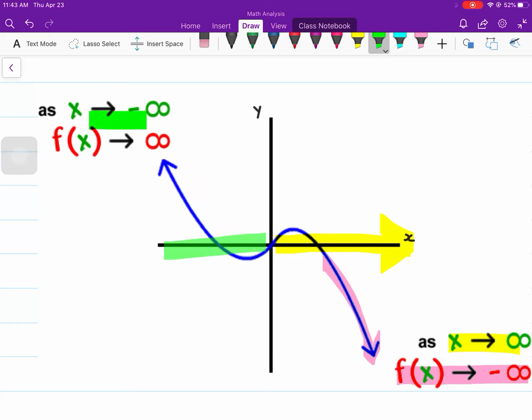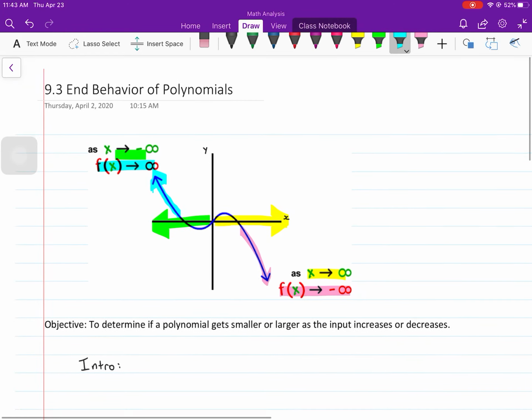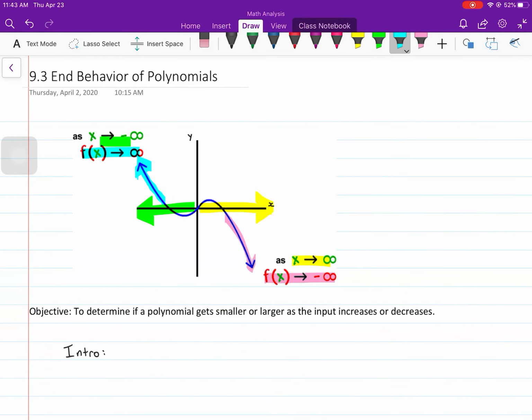So as x goes to negative infinity, if we go out here to the left, what's our graph doing? Well, if you look at our blue graph, as we go out to the left, as I trace it to the left, it's going up. So that's going to be going to positive infinity. Our y values will be approaching positive infinity. So that's the main idea there.